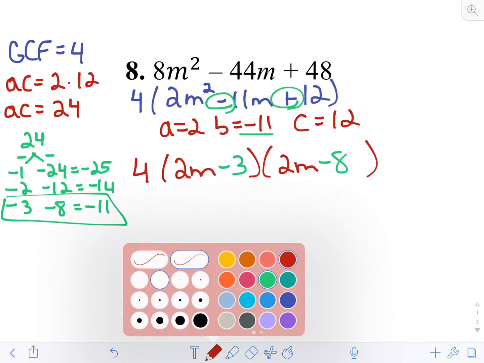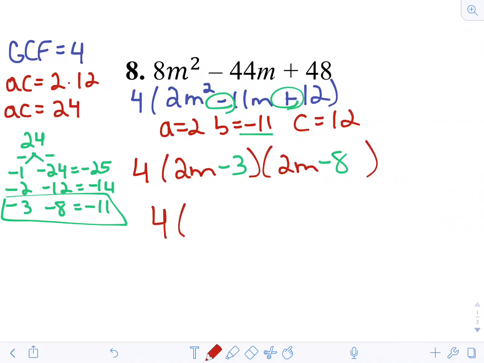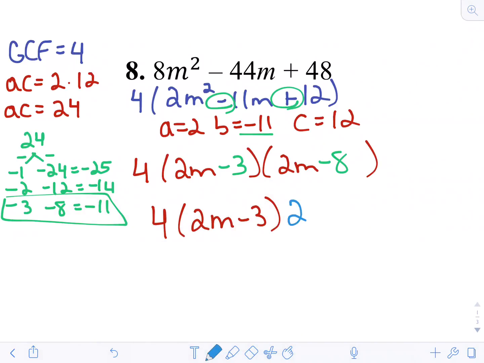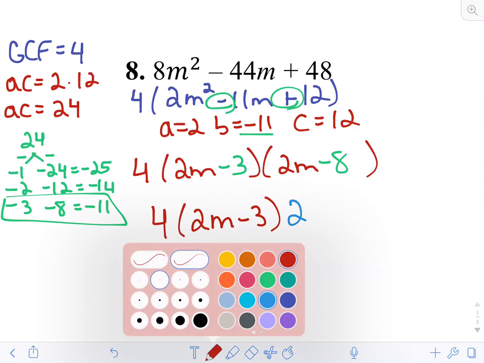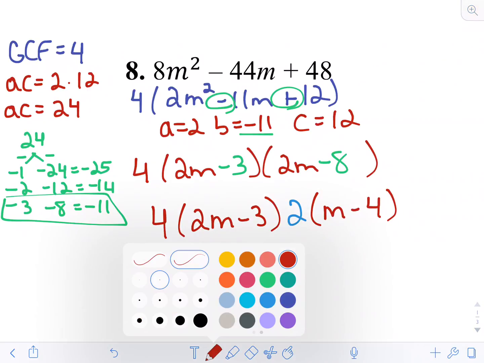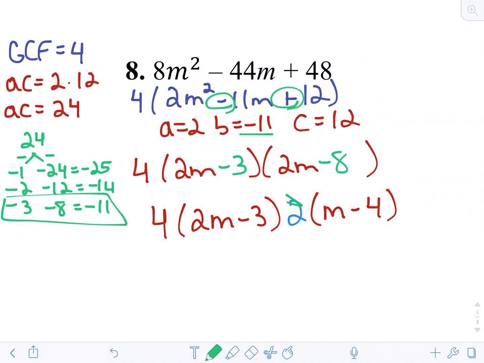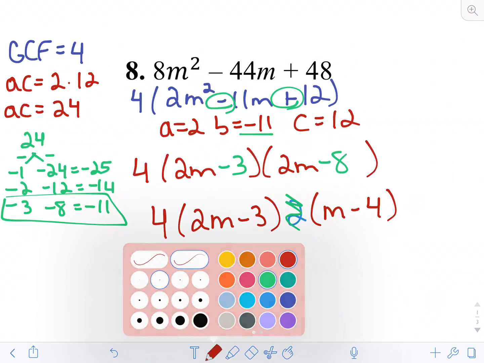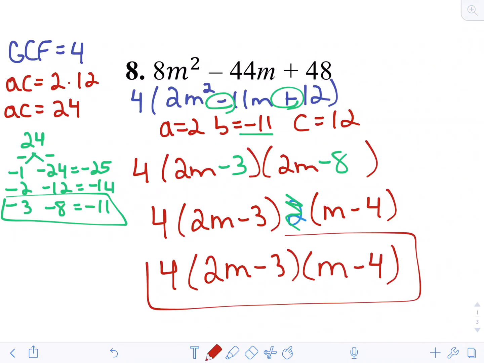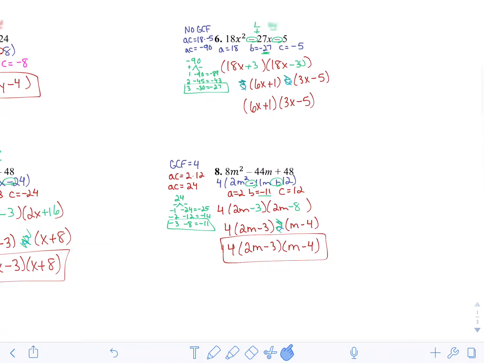Okay, so I'm going to rewrite this and pull out anything that I can. I can't pull anything out of the 2 and minus 3, so I'm going to leave it as is. And here I can pull out a 2. So what I have left over is m minus 4. And you can actually go ahead and trash this 2. So just rewrite it: 4 times 2m minus 3 times m minus 4. And that is your final answer.